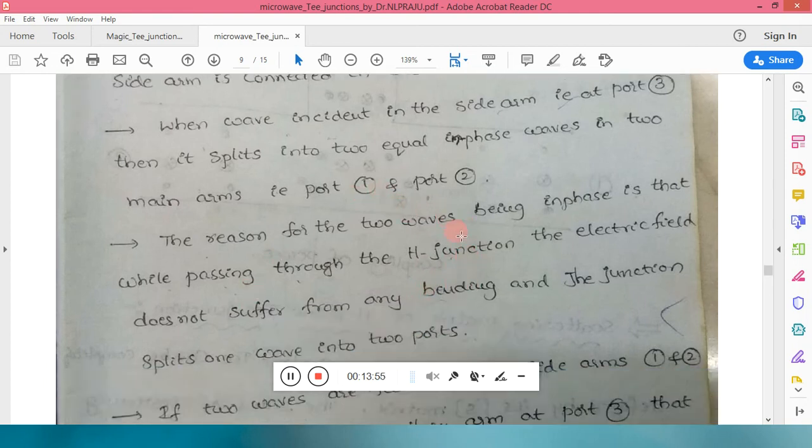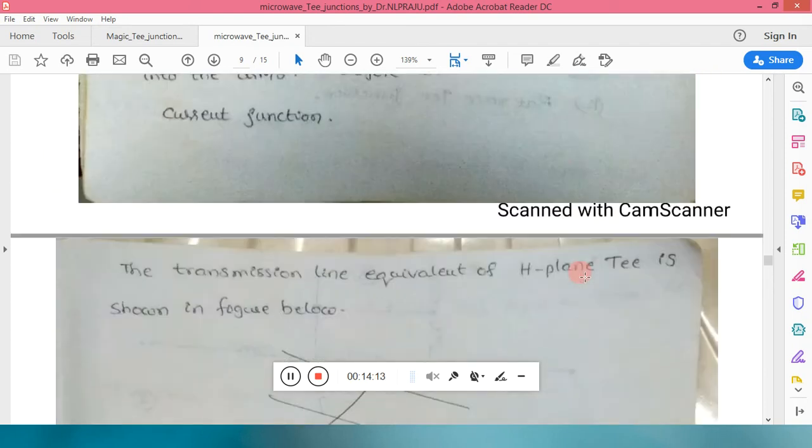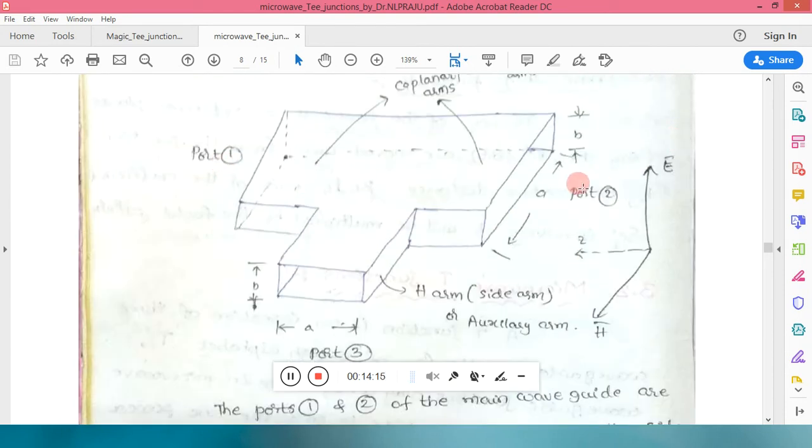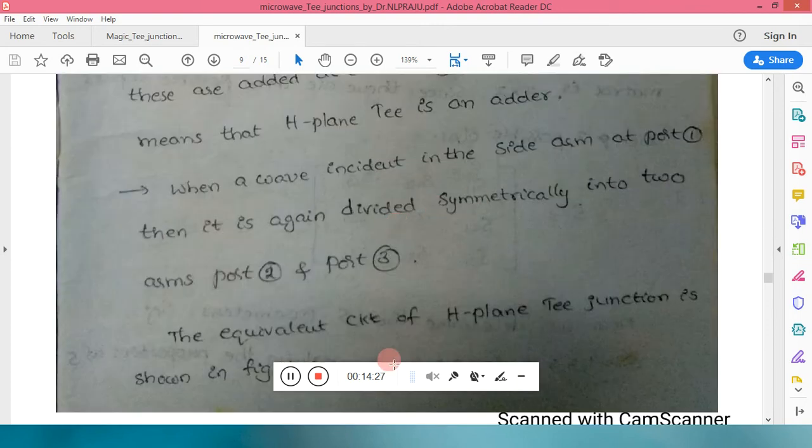The reason for these two waves being in phase is that while passing through the H junction, the electric field does not suffer, but the magnetic field does. If two waves are fed from the two sides, arm 1 and arm 2, then these two are added. So if you give input at port 1 and port 2 at a time, the added signal comes out at this port, which means it acts like an adder. When a wave is incident at port 1, it is divided symmetrically into two ports, port 2 and port 3.